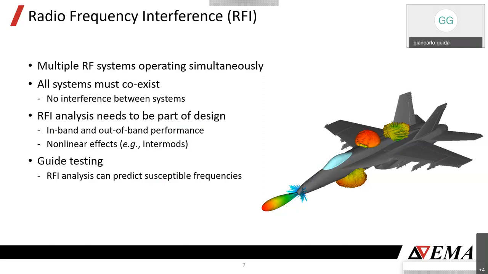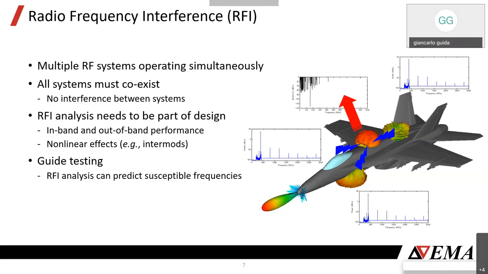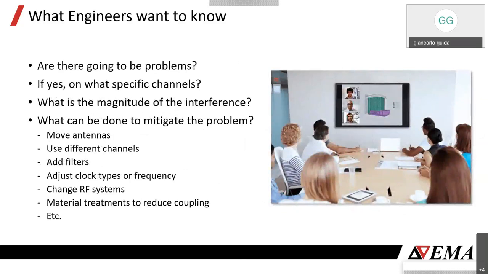How can these two guys stay together? That's what the engineers are looking for. So it's a system level problem where many actors play a role. And what engineers want to know when talking about radio frequency interference is, first, can we install all the systems we need on board the satellite, on board the ship, on board the aircraft? What will be the problem? And on what specific channels will the problem happen? What is the level of the problem? Is this a 30 dB interference or a 3 dB interference? And what finally can I do to mitigate the problem?